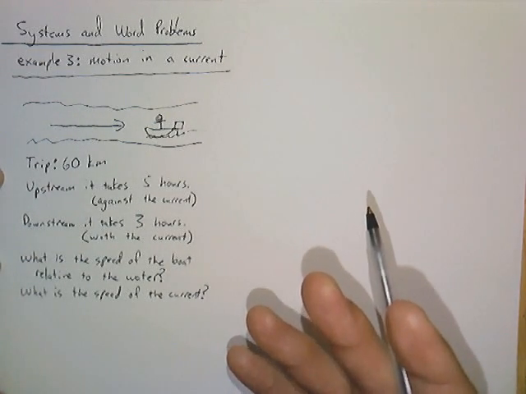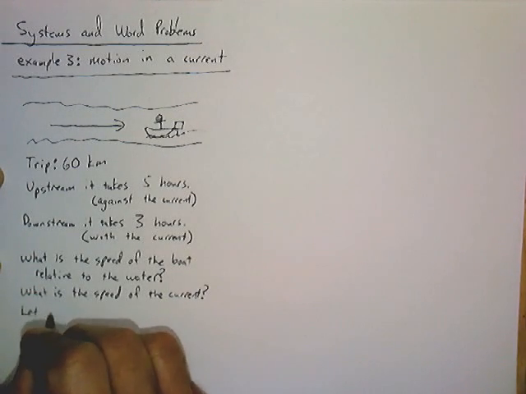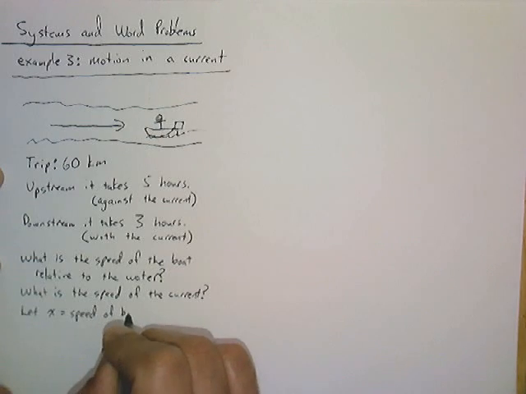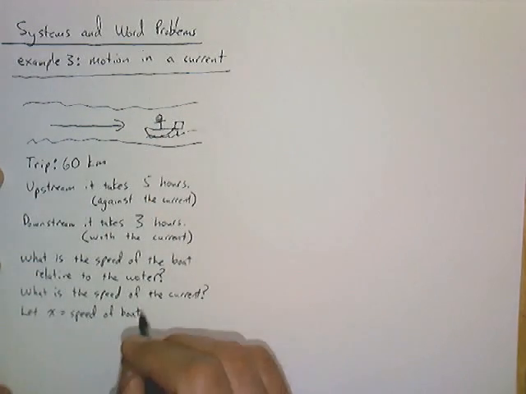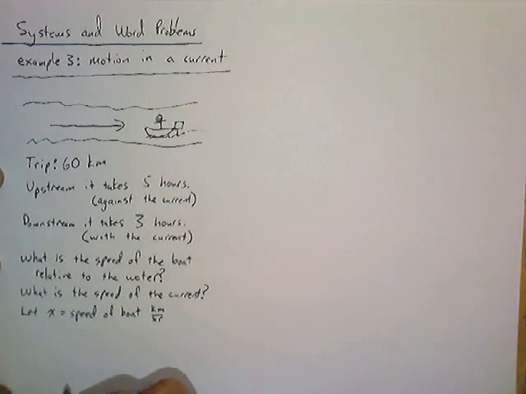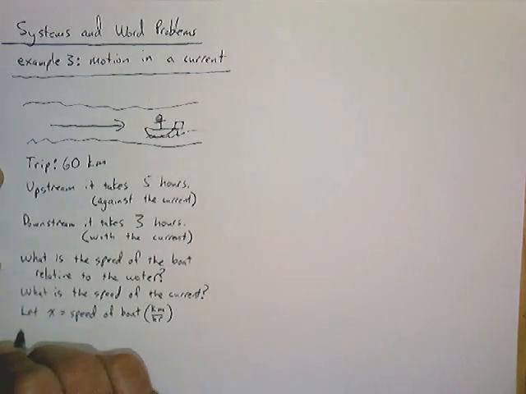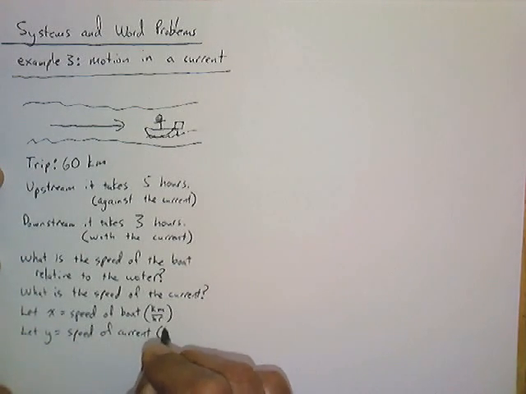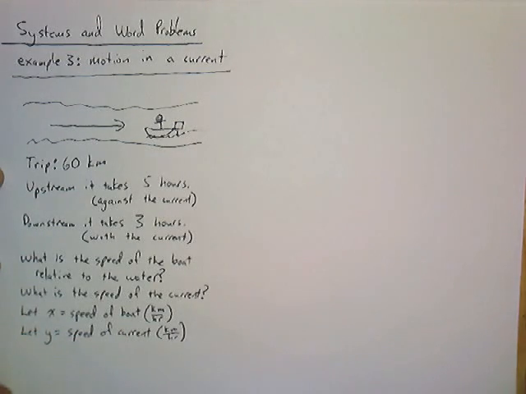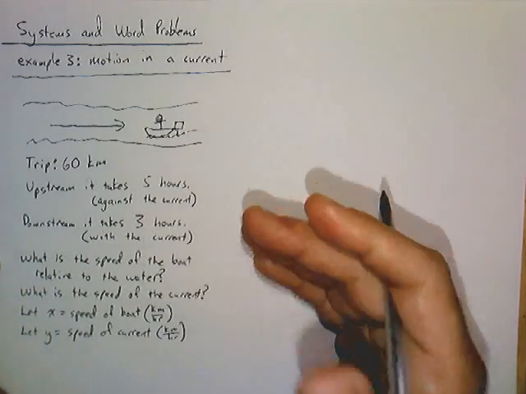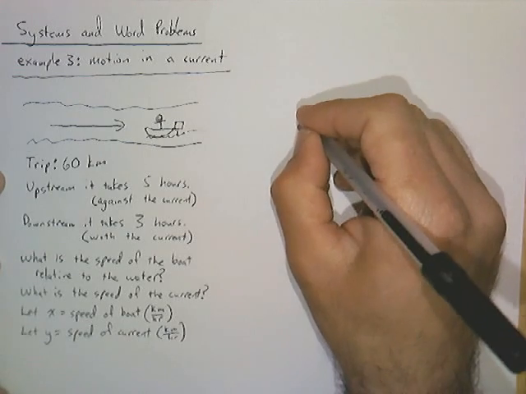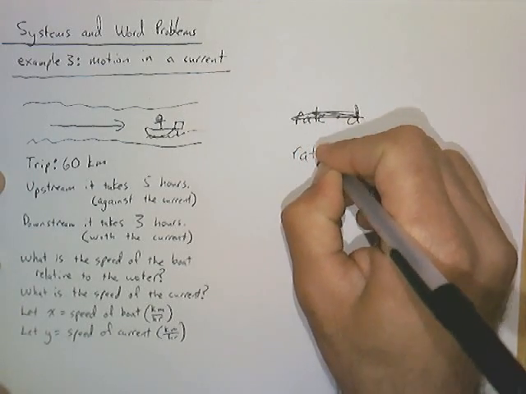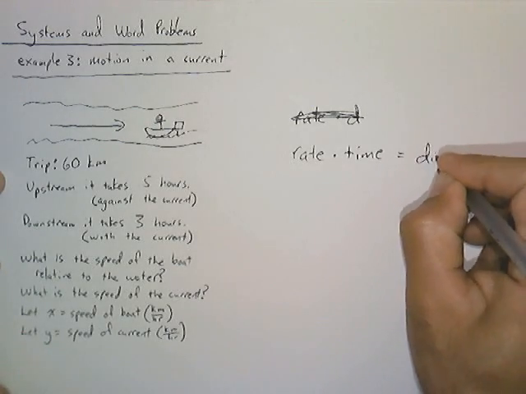So those are the two things that we should label with variables. So we'll let x be the speed of the boat, and I think our units make sense to be in kilometers per hour. And we'll let y be the speed of the current. Again, of course, in kilometers per hour. And of course, this is just a rate times time equals distance problem. So we can organize what we want and all of our information in a nice table. Rate times time equals distance.